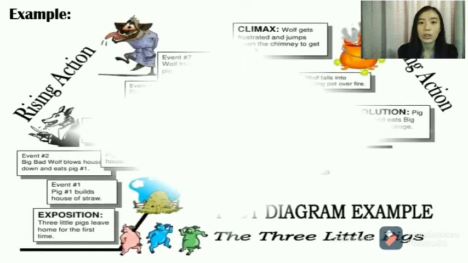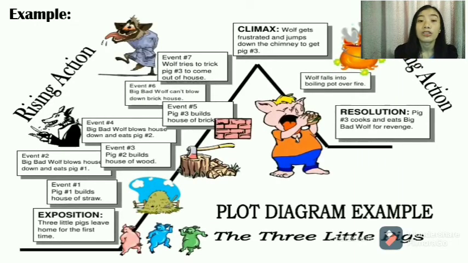So, I have here an example about the Three Little Pigs. The events in the Three Little Pigs story are categorized according to the plot of the story. First, the exposition is where the Three Little Pigs leave home for the first time. And then the rising action is when the first pig builds a house of straw.